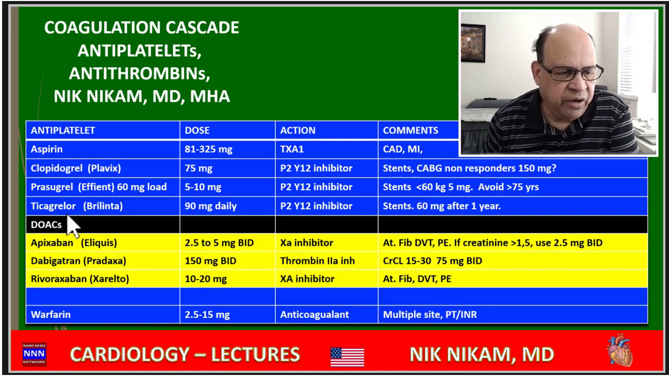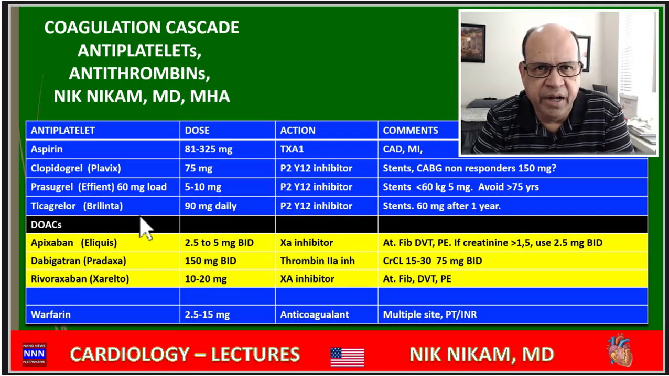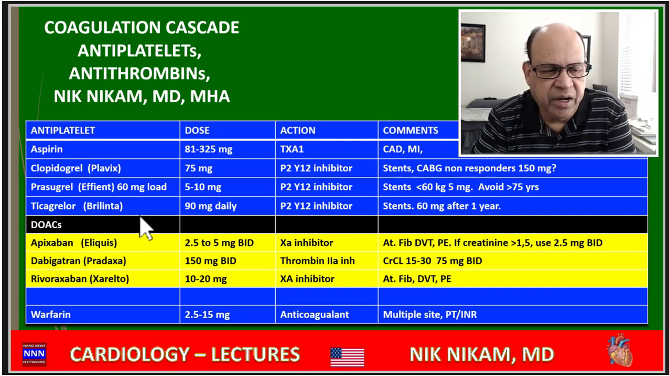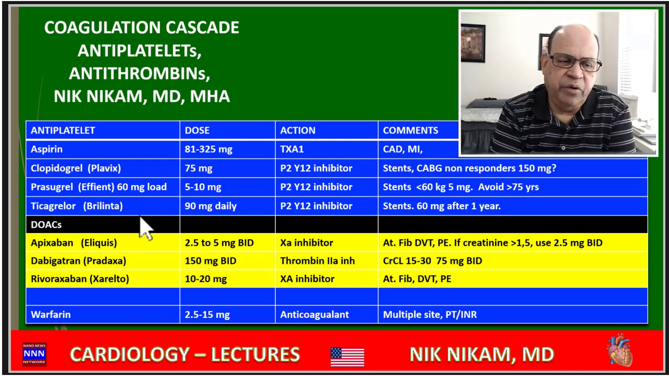Now let's look at ticagrelor, which is also an antiplatelet agent. It goes by the trade name Brilinta. The dose is 90 milligrams daily. It is a P2Y12 inhibitor. Again, it's used in coronary patients with stents. And after 1 year, it is recommended to drop the dosage to 60 milligrams per day.